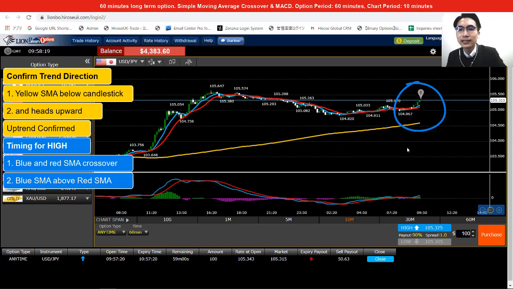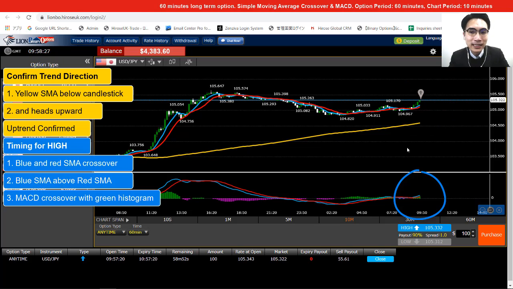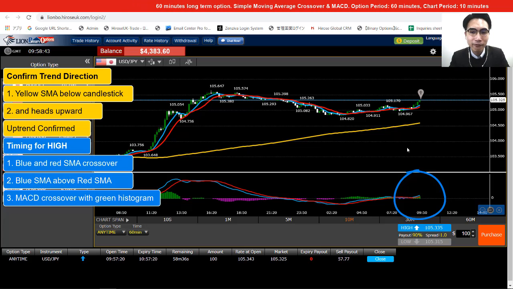To confirm that the signal from the simple moving average is correct, we will then move on to the MACD. When we move on to the MACD, we need the two lines to cross over, and I need a green histogram to come out. After I get all these signals, I will open a high option. Again, that's the same as when we use this strategy in short-term trading, like 30 seconds. So nothing changed on that.